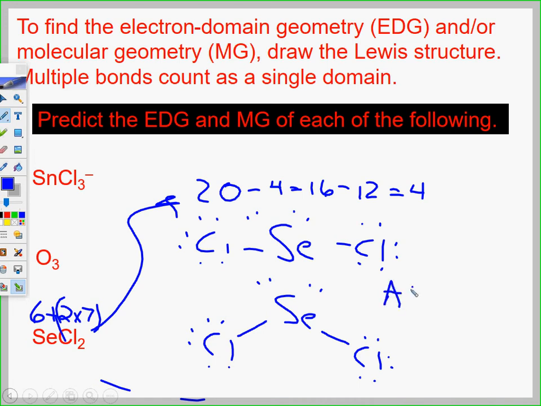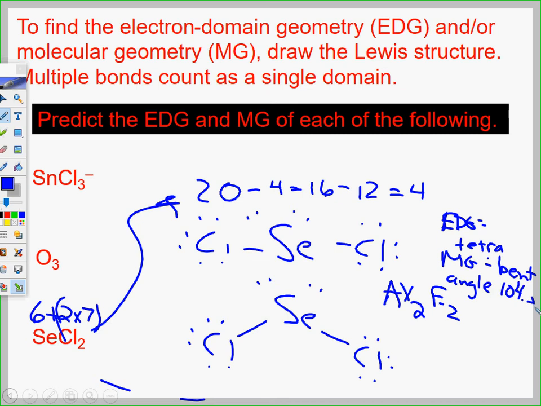All right, so that means I have my EDG being what? Tetrahedral. I have my MG being bent, my angle being 104.5, my hybridization sp3. All right, we're rolling. Now you're going to see as we go on, the notes are going to talk about hybridization. You already know how to do it. The only thing we really haven't covered yet are sigma and pi bonds, which we're going to cover. Those are so simple.